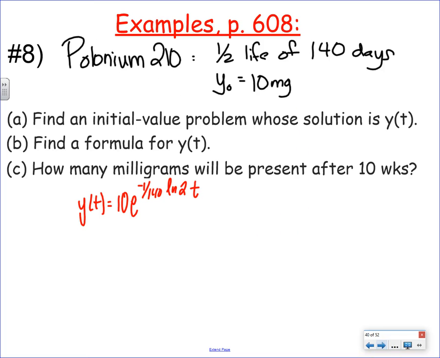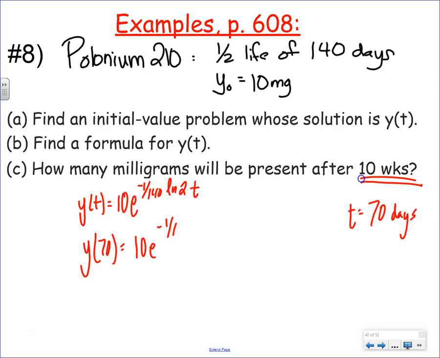Okay, guys, just reading the problem. That's what I'm trying to see. Can you read and figure out what you've been given and where to put it? How many milligrams will be present after 10 weeks? Time. Good. T is equal to? 70 days. Yeah? So we would go ahead and we would find y of 70 just by plugging and chugging. Guys, these are definitely calculator problems. Do it by hand. No. I mean, you could. 70 over 140 is 2, negative 2. It'd be ln of, actually, we could. Forget that. Who needs a calculator?